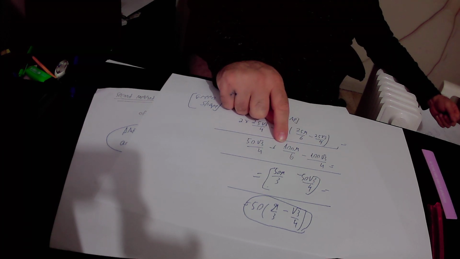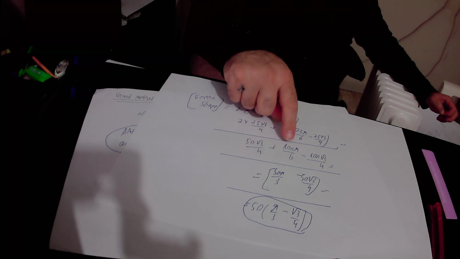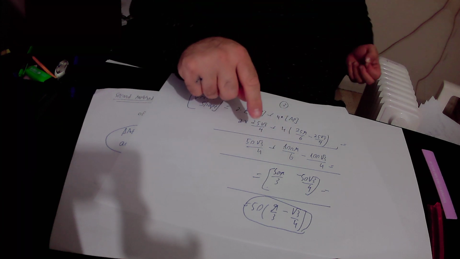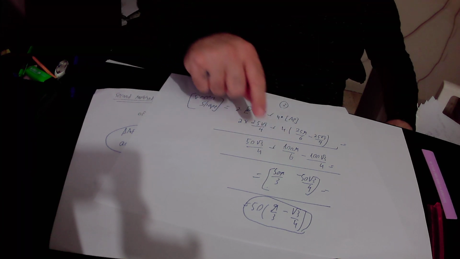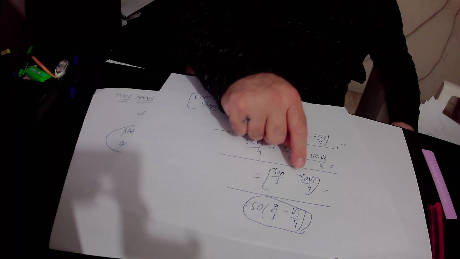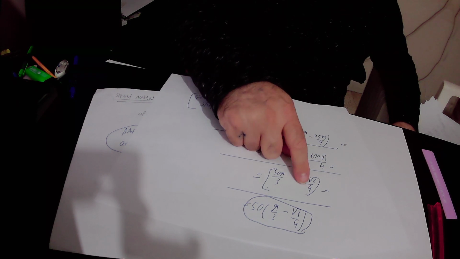And here we divided both the numerator and the denominator of this expression by 2. 100 over 2 is 50. 6 over 2 is 3. So in conclusion, we found out that the area of the green shape equals 50 pi over 3 minus 50 times square root of 3 over 4.